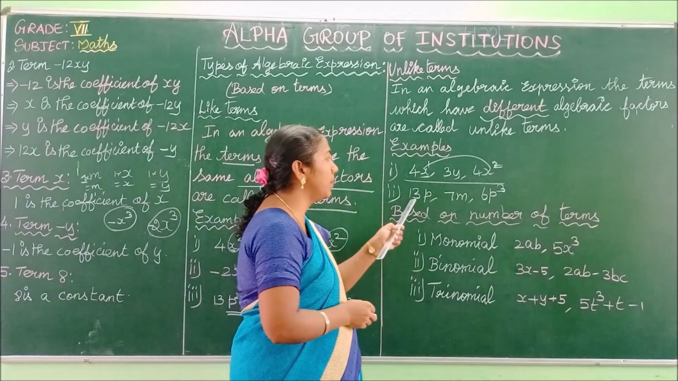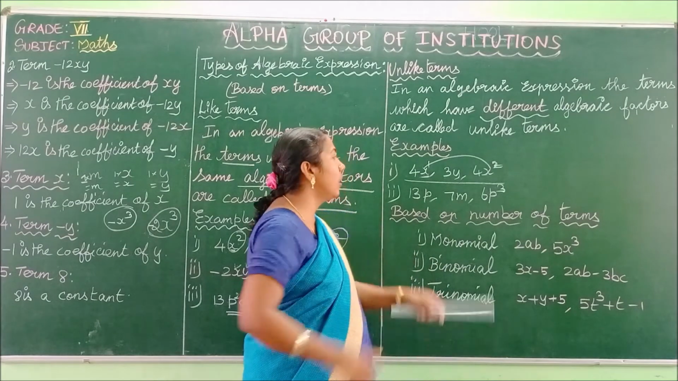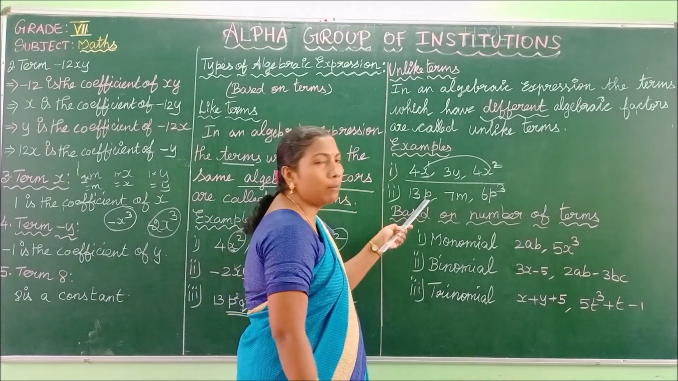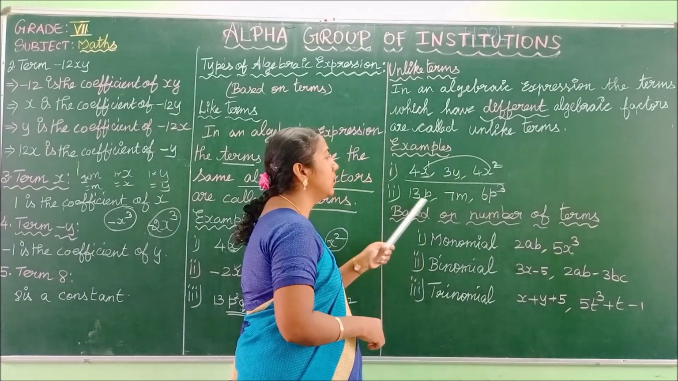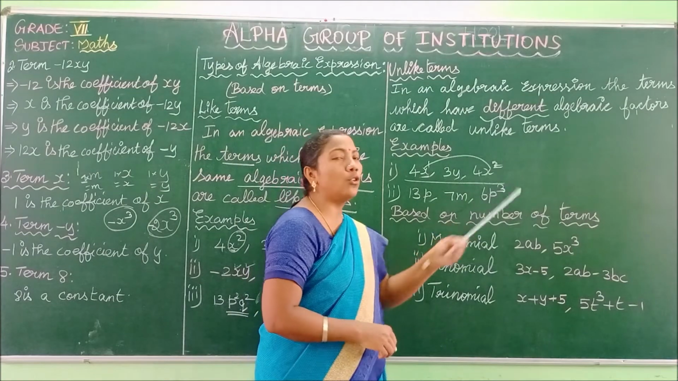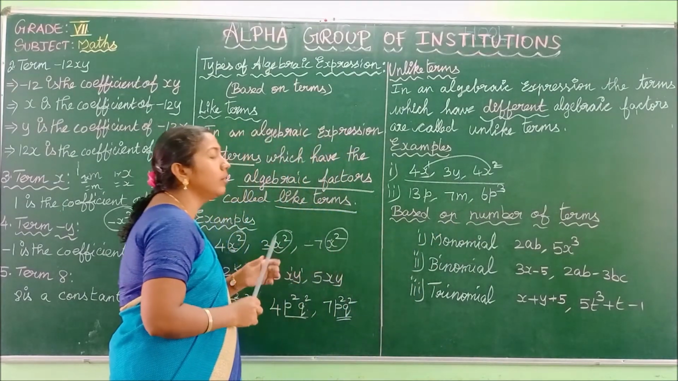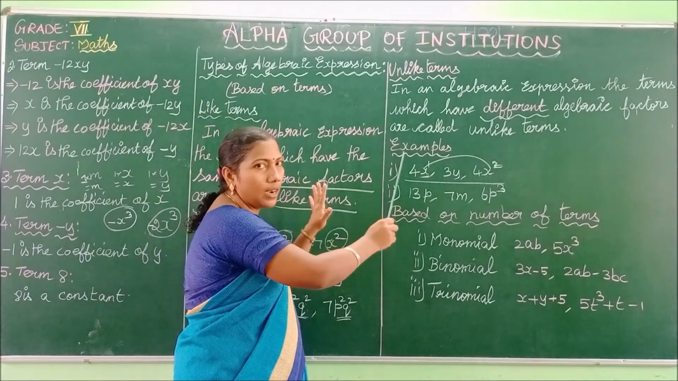See the next example. 13p, 7m, 6p cube. All have different algebraic factors. Here we have the variable p, here m, here p cube. So we can call 13p, 7m, 6p cube unlike terms. Based on terms, we have like terms and unlike terms.